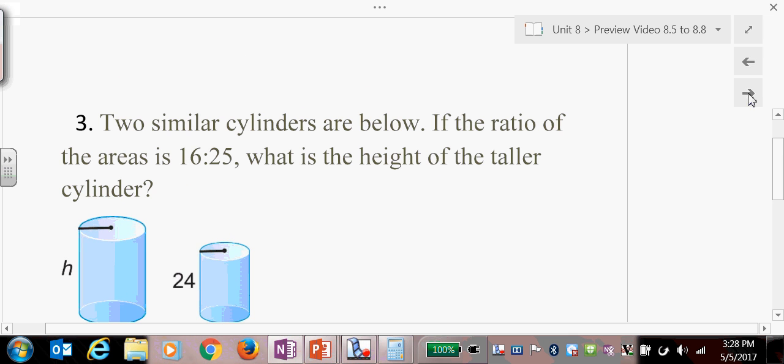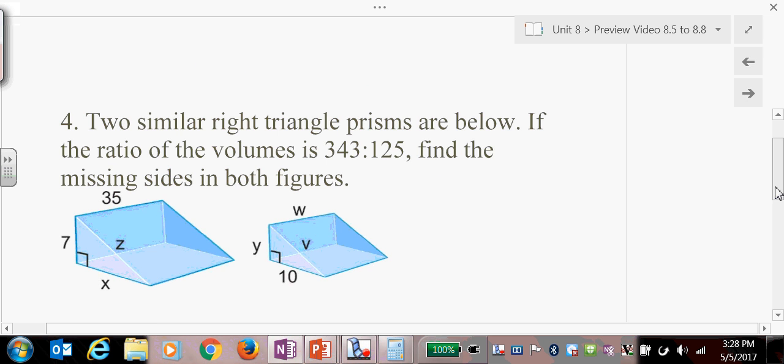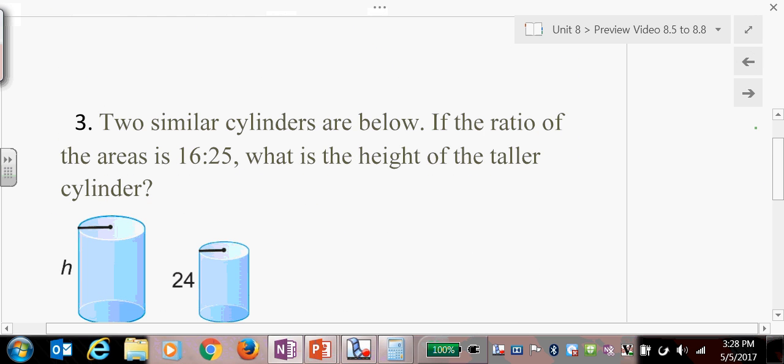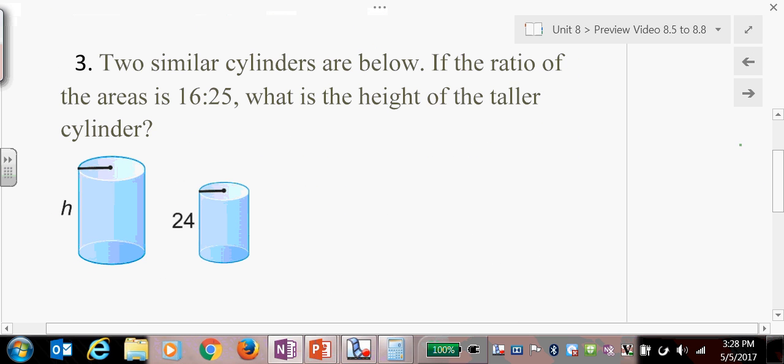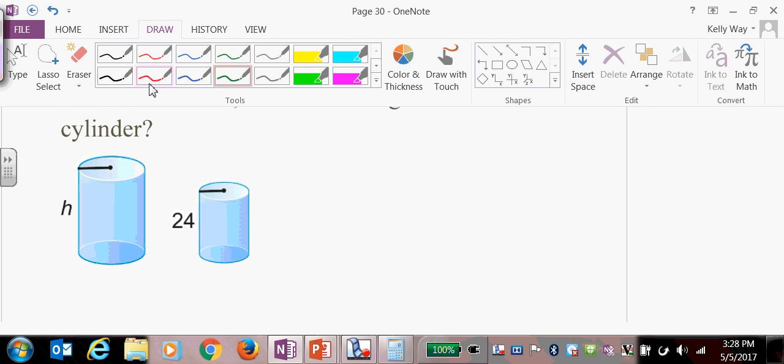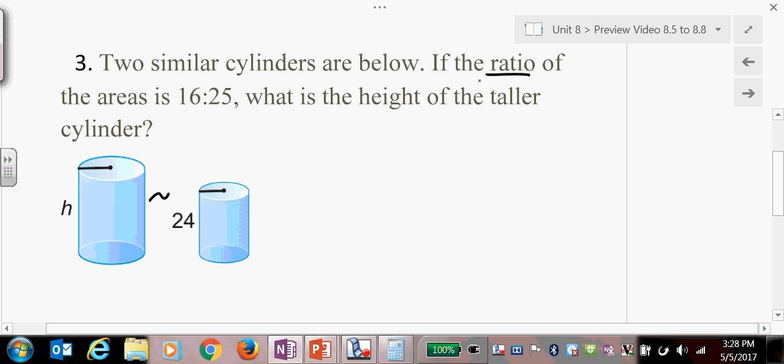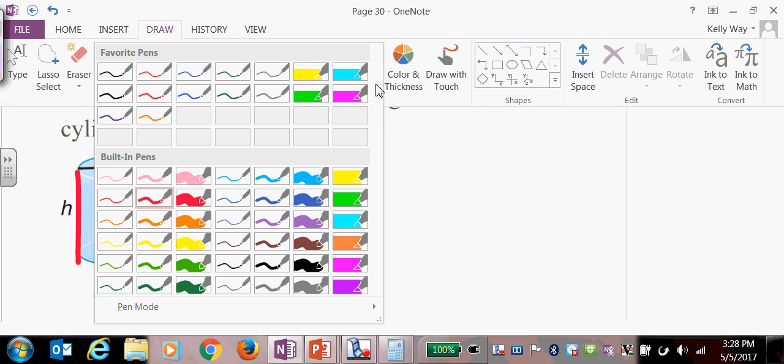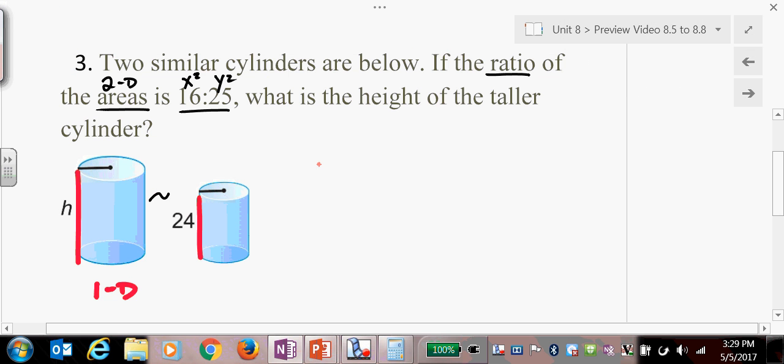Okay, let's do another one, and then we're going to solve. That's the one you're going to do on your own. Ready? Number 3 says the 2 cylinders are similar, so the similarity sign. The ratio of the areas is 16 to 25. Above the word area, we put 2D. Instantly, we know this is x squared and y squared. I'm asking what the height of the wall of the pyramid is. Height, you just trace it, that's 1 dimension.